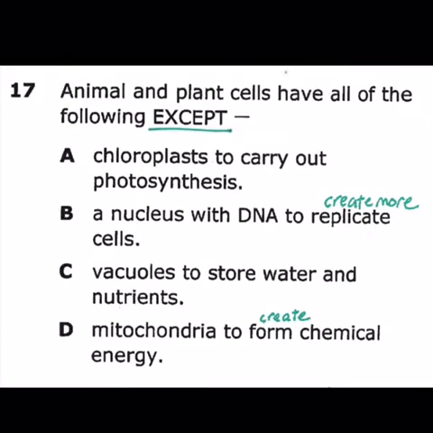Question 17. Animal and plant cells have all the following except A. Chloroplast to carry out photosynthesis. B. A nucleus with DNA to replicate or create more cells. C. Vacuoles to store water and nutrients. D. Mitochondria to form or create chemical energy.